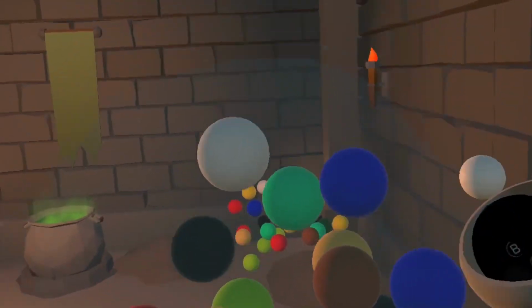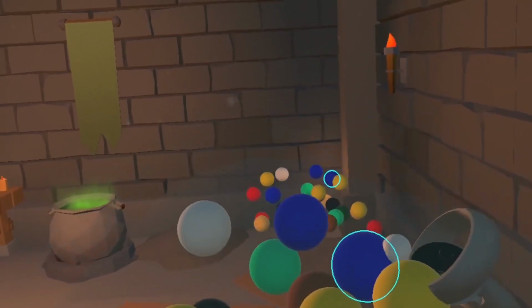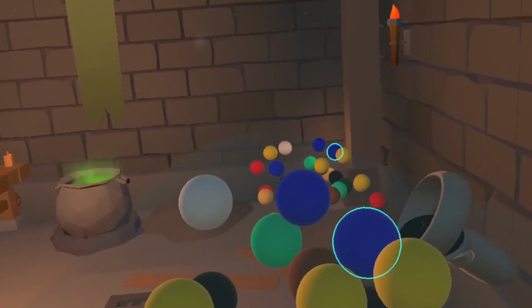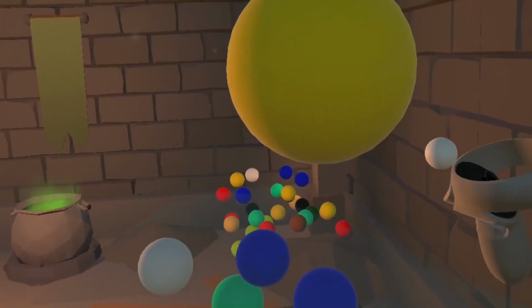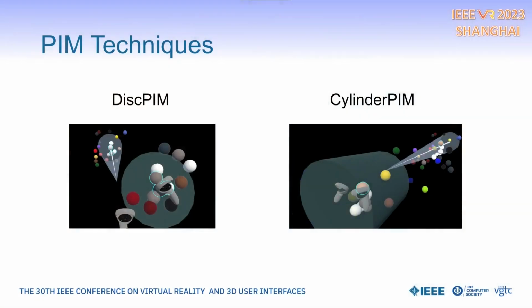For additional visual cues, when the user's hand hovers over minimized objects, an outline appears around the original objects and its minimized copy. We created two versions of this technique that we call PIMs for short, for Projective Interactive Map, Disk PIM and Cylinder PIM.